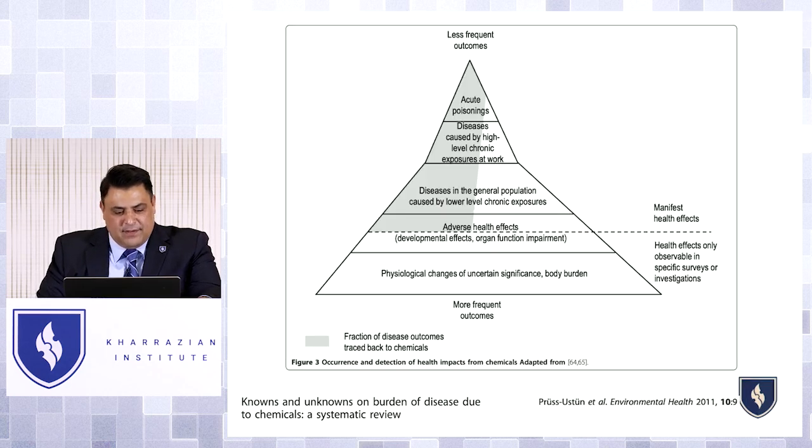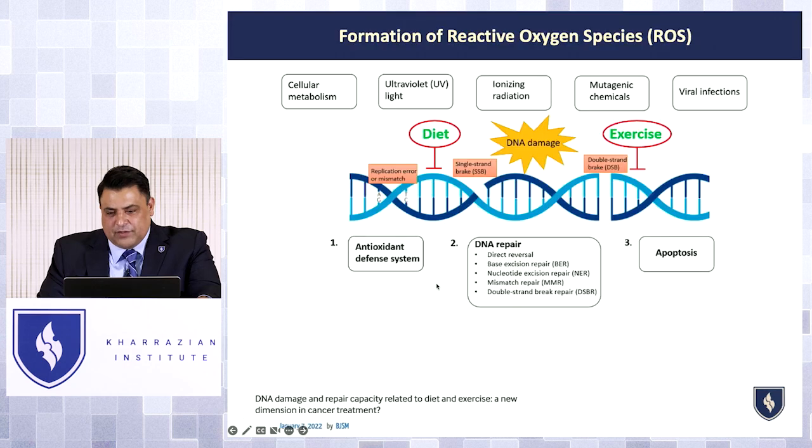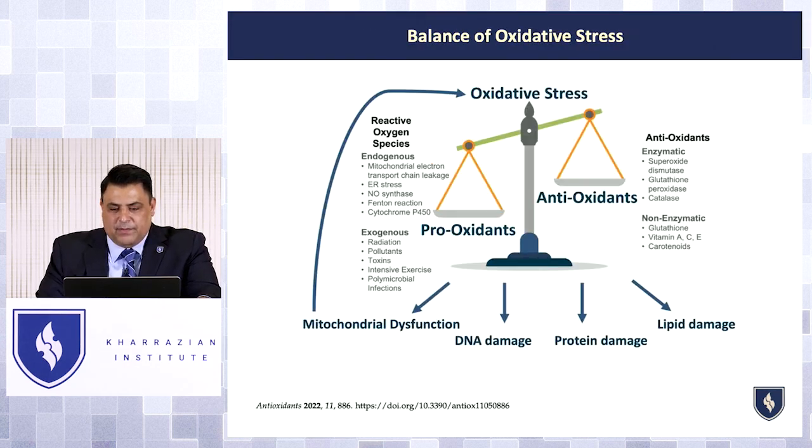Now, this paper really discussed how important these unknown sources are, and they kind of showed acute poisoning. So people focus on diseases caused by high levels of chronic exposure, people working in work environments. And then as you go further down, physiological change and uncertain symptoms of body burden are less frequently observed, but this is really where you may have the biggest problem. There just isn't a lot of investigation and research there. And ultimately, all these different chemical exposures damage DNA, and then the goal is to try to repair them.